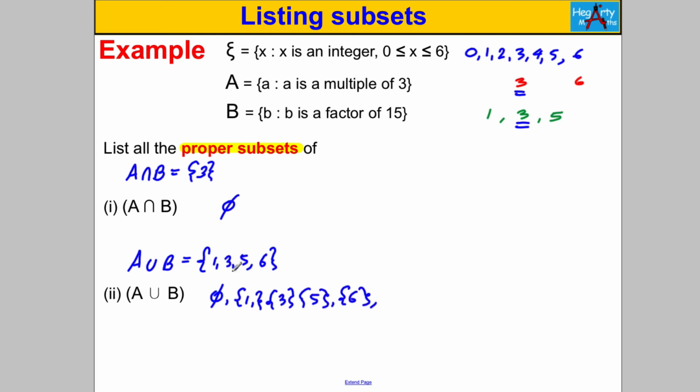Then you would have the list of sets that have two elements in them. So let's assume you've got the element 1 in them for now. Let's just think of all those scenarios. You could have 1 and 3. You could have 1 and 5. You could have 1 and 6.